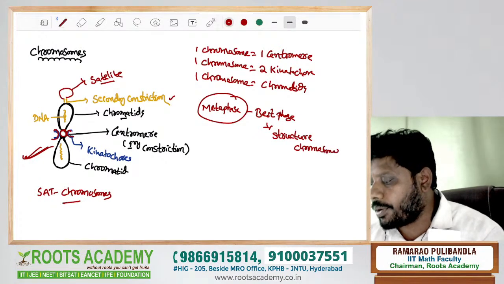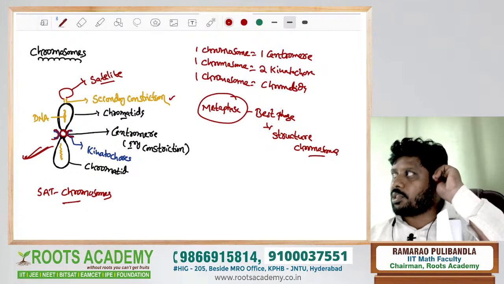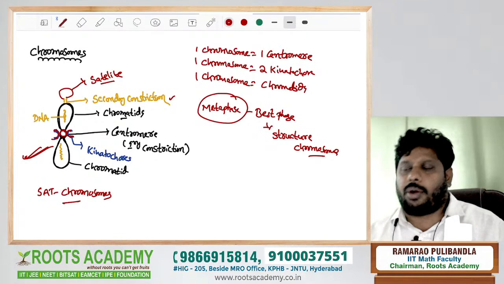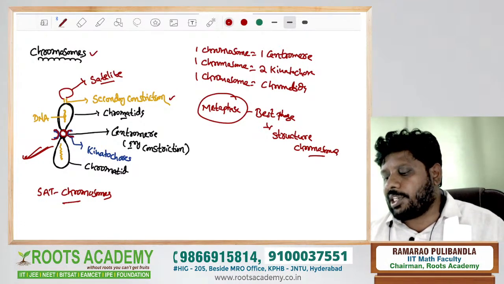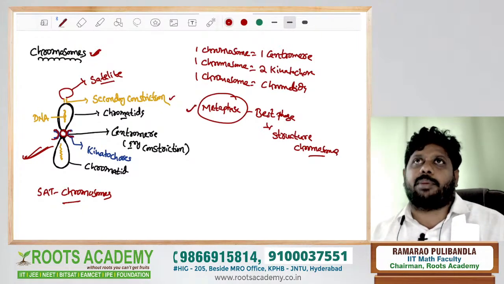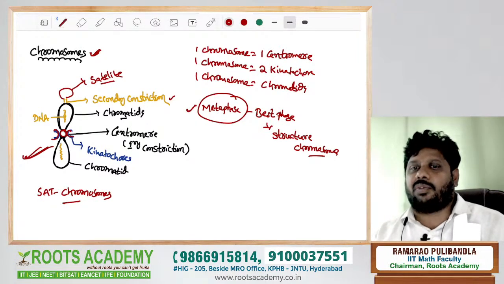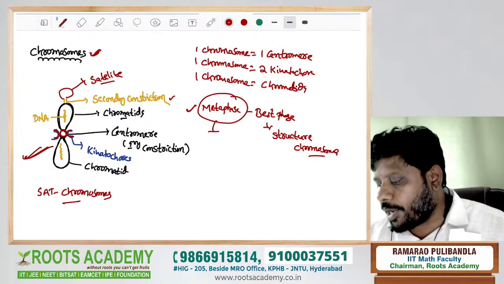Very important. Prophase, metaphase, anaphase and telophase. 4 subphases are present in cell division. After this lesson we will discuss them. So to study the structure of the chromosome, which phase is the best phase, sir? Metaphase. Sir, why is metaphase the best phase? During metaphase the chromosome is condensed maximum.